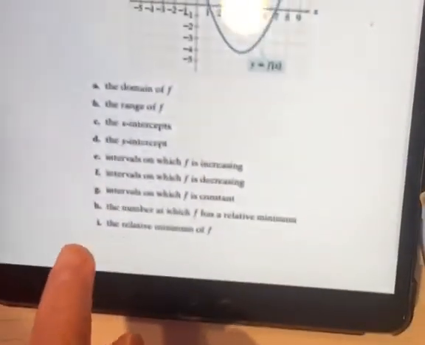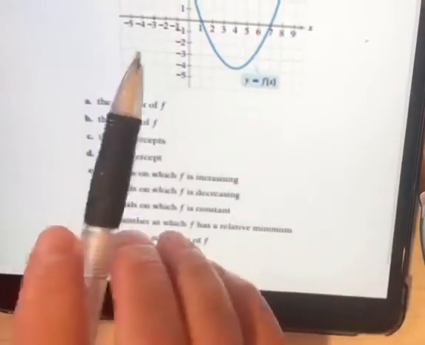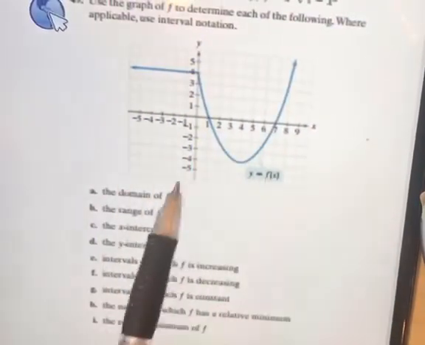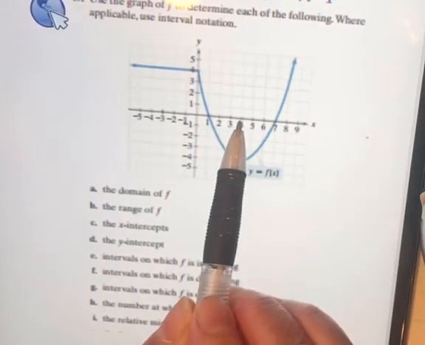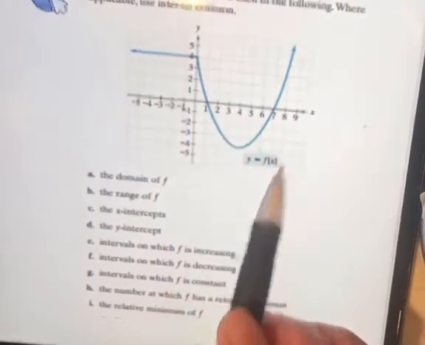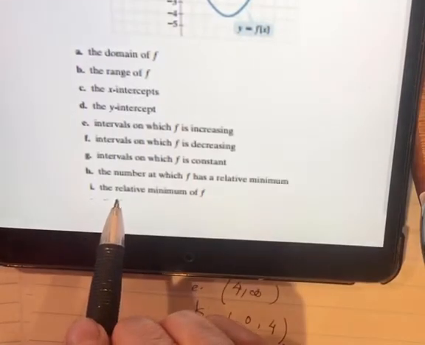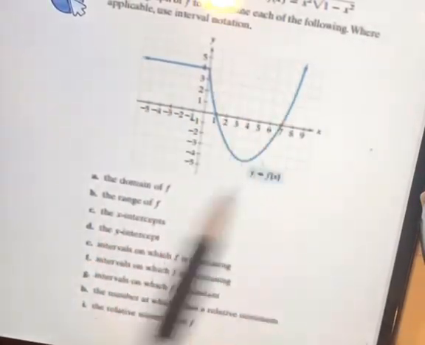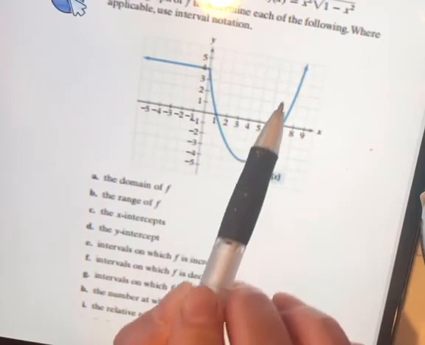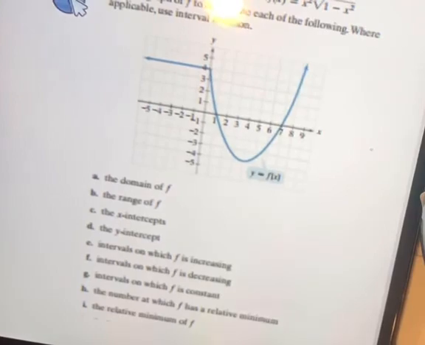And they're asking you the number where f has a relative minimum. Because we can only see a portion of the graph, the minimum is at the point 4, 0, and the minimum value is -4. And what is the relative maximum of f? You do not have a relative maximum in this function, because if you can see, this function is going up. There is no relative maximum.